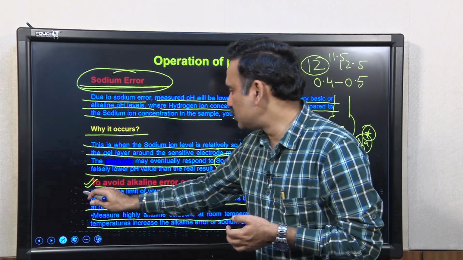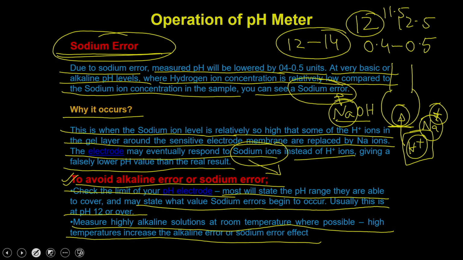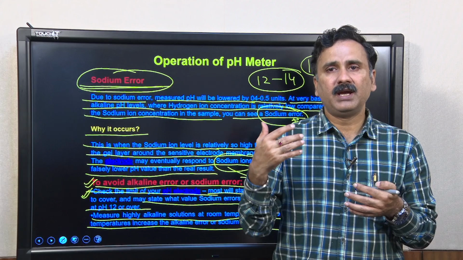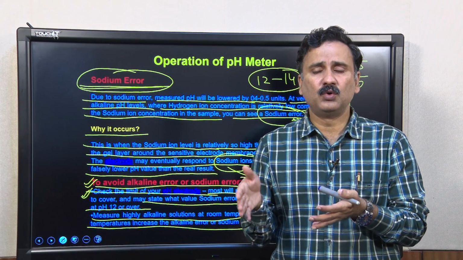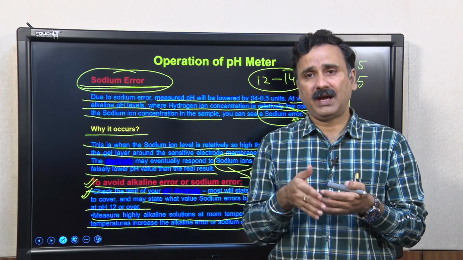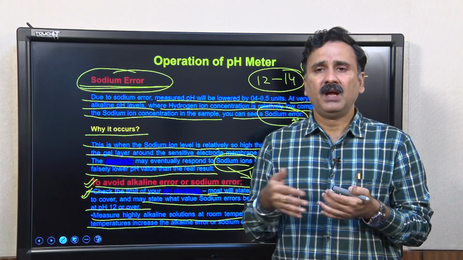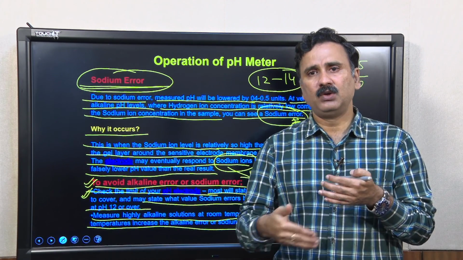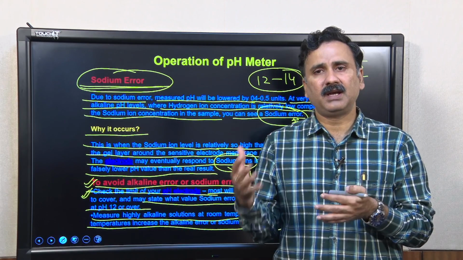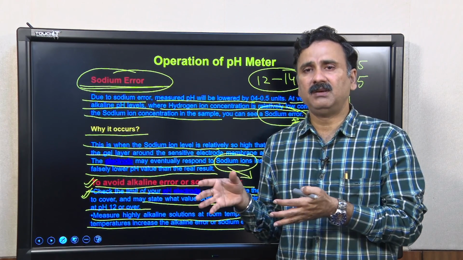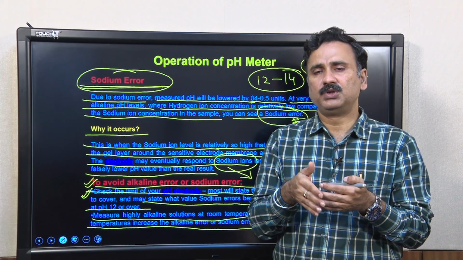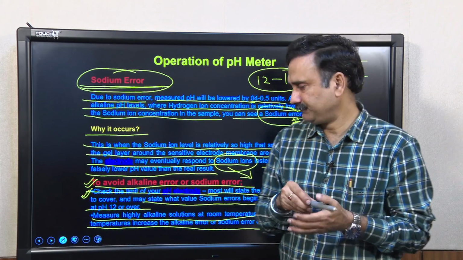Apart from that, you should always avoid using solutions of very high pH, and in some cases what people do is optimize or calibrate the pH electrodes even at high values in the alkaline range, and then calculate the error percentage. They take that into consideration while measuring the pH of buffer solutions where the pH is above 12.